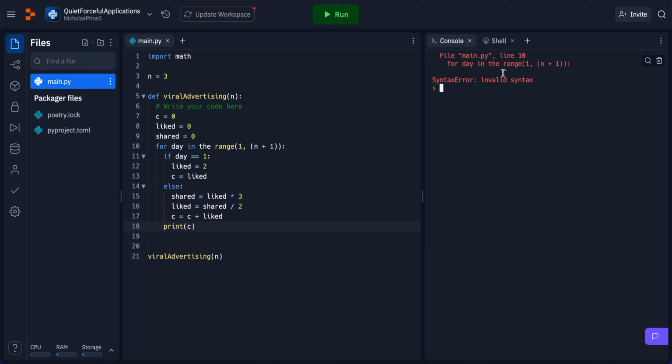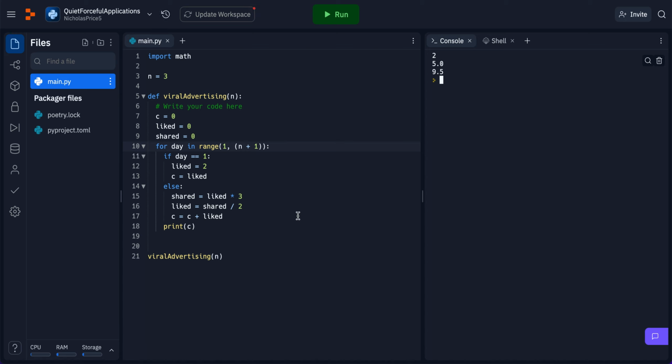Oh, it looks like we've got a syntactical error. You don't need to type in the range. Maybe that's how you'd say it in English, but Python doesn't need a the. Okay, so for n equals 3, we are getting the following values. On day 1, perfect, we are getting 2. On day 2, we are getting 5.0. And on day 3, we are getting 9.5.